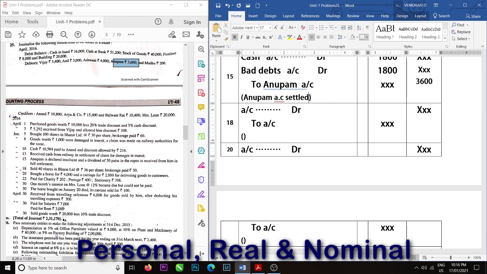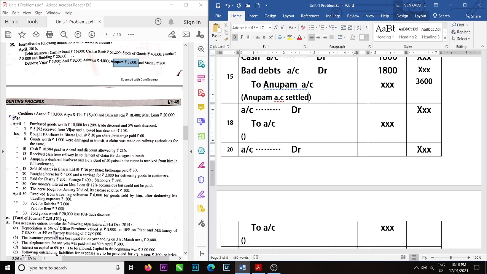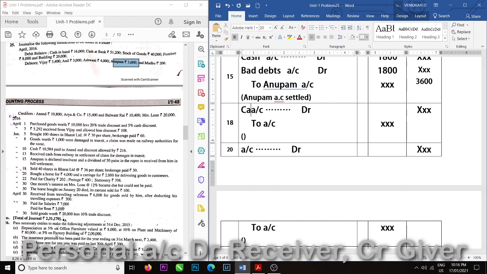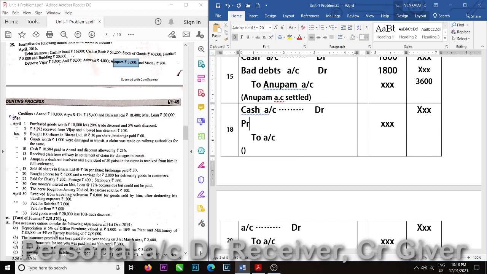Right. Next date is 18th. Sold 40 shares in Bharat Limited at the rate of rupees 36 per share. Brokerage paid 30 rupees. Cash account debit. Profit and loss account debit.